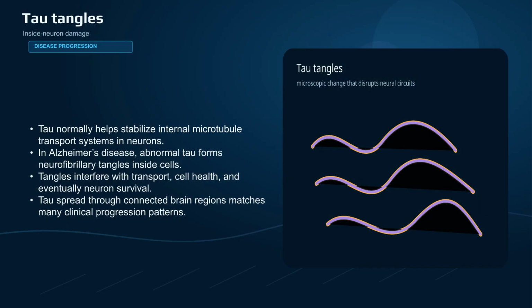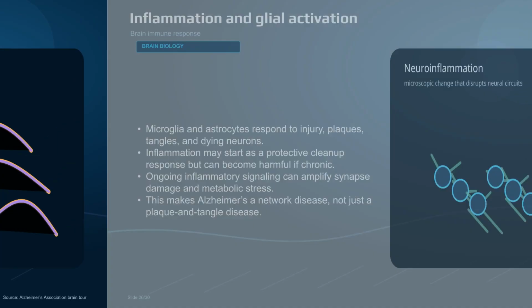Tau tangles are neurofibrillary tangles, formed by abnormal tau protein inside cells. Tangles interfere with internal transport, impairing cell health, and eventually causing neuron death. Tau spread matches clinical progression patterns.